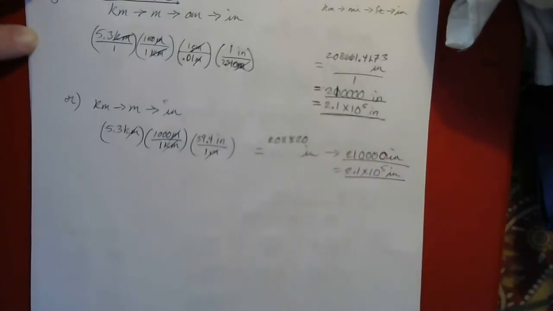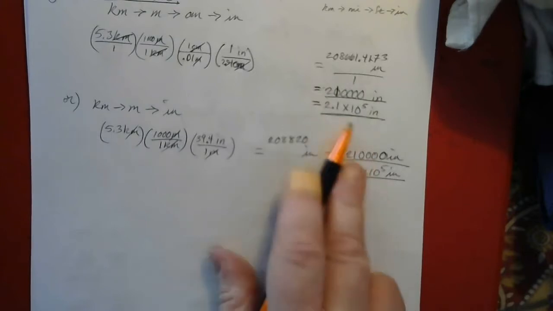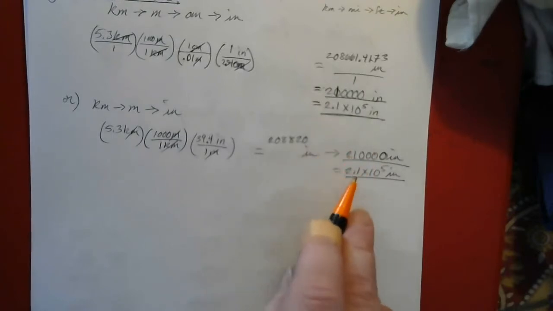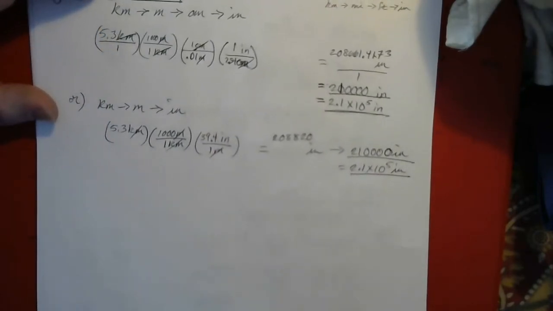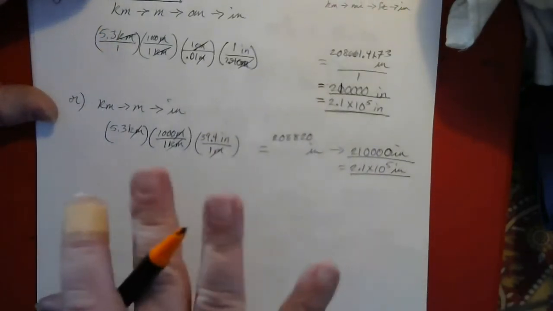Or 2.1 times 10 to the 5th. So to the number of significant figures, we actually know this number. It is exactly the same as what we got before. It's just all those extra digits, those were an illusion. We don't really know those.